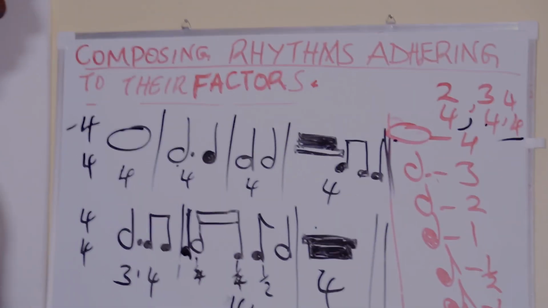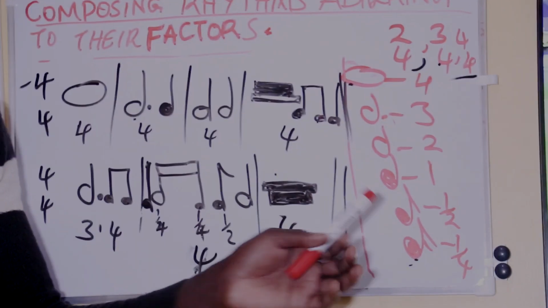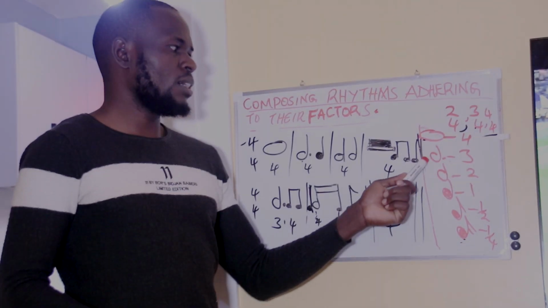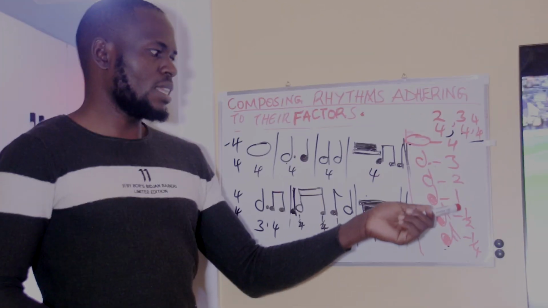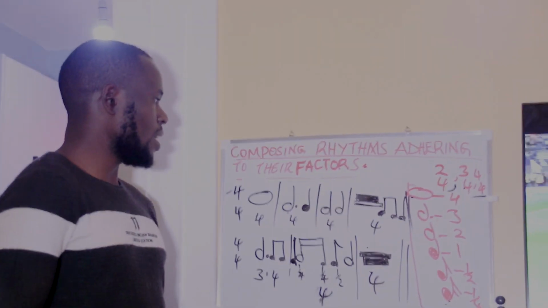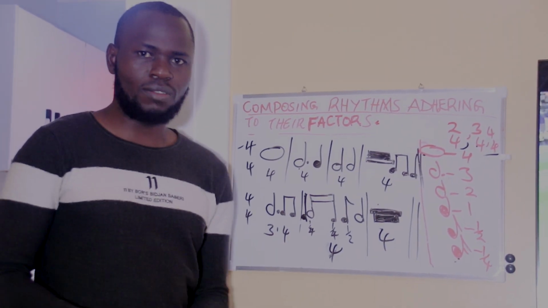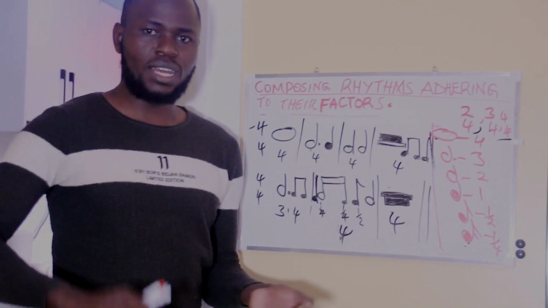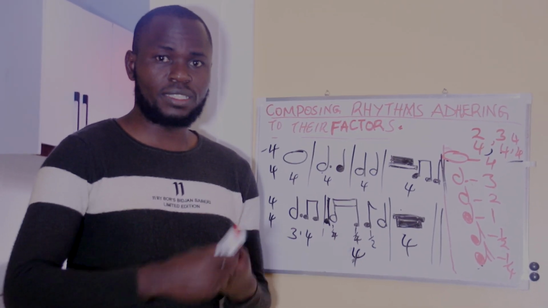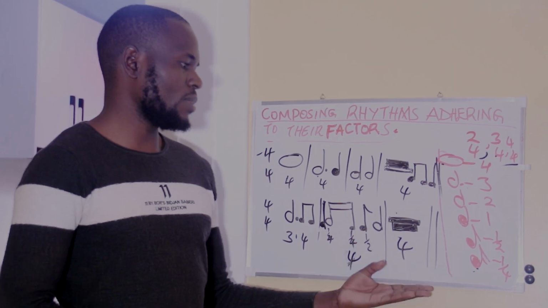It's also 4 beats. So just to conclude, the rest of each note is equal to its value. So if the semibreve is 4, its rest is also 4. Dotted minim 3, the rest is 3. Like that. If this one is a quarter, the rest will be a quarter. So the lesson has been about composing rhythms adhering to their factors, and we say these factors include use of rests, variation of notes, repetition of notes, symmetry, among others. That has been an awesome lesson.